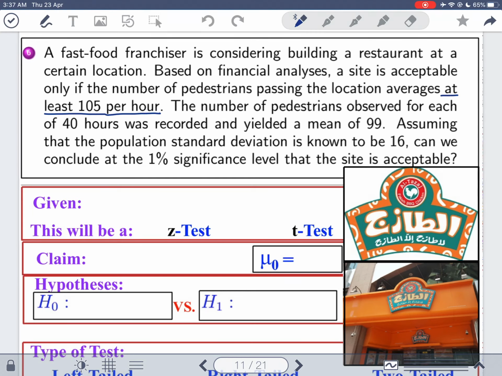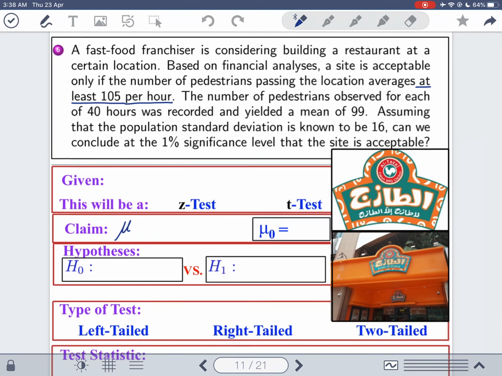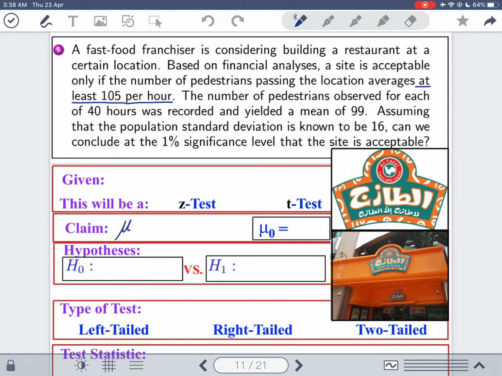So this means that suppose you want to open a fast food restaurant or maybe a coffee shop, whatever. You want to open it in a place where a lot of people pass by. So you can stand there for an hour and count the number of people that are coming. So let's say that you want at least 105 pedestrians, those are the people that are walking, to pass by. So here your claim is that the population mean should be at least 105.